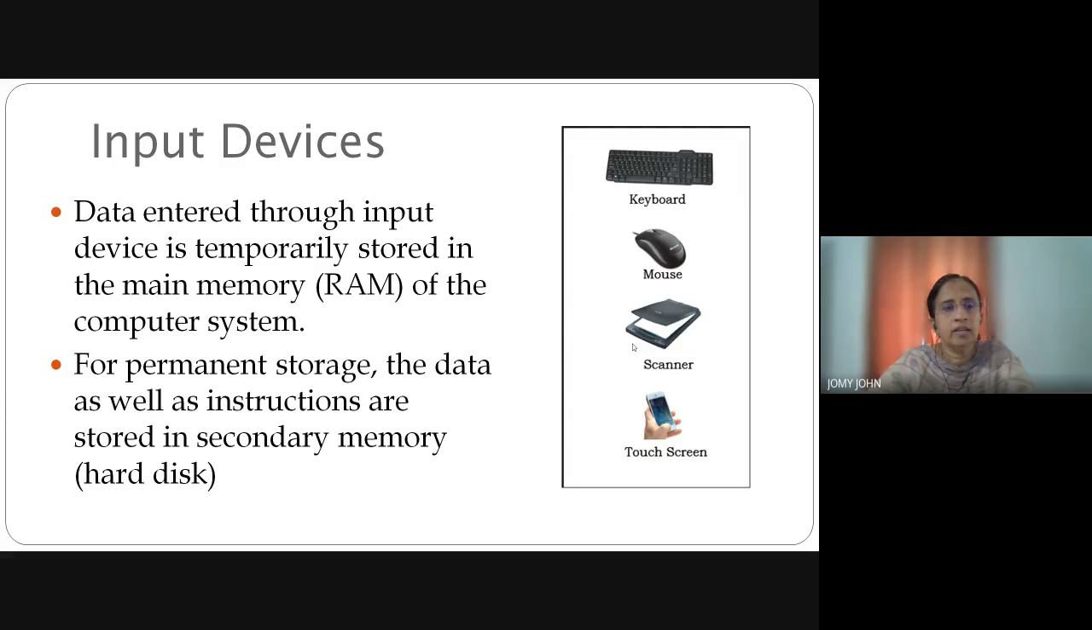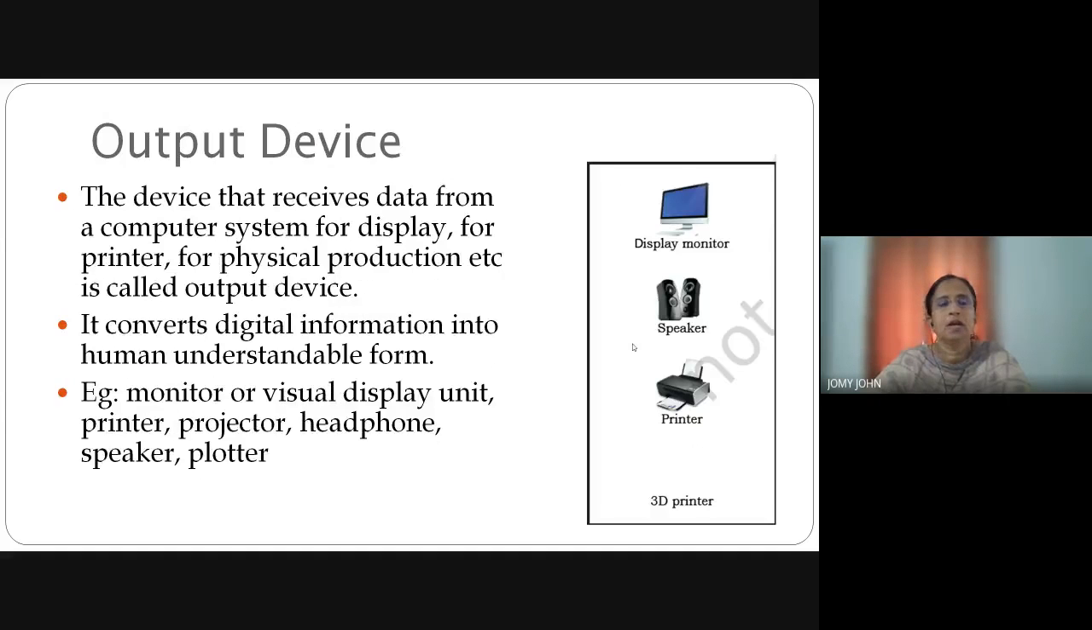The data entered through the input device is temporarily stored in the main memory of the computer system, the same memory where the CPU stores instructions and data. It is stored temporarily in the RAM of the system. RAM is volatile. That is, the data will be there only when current is there. Otherwise, data will be erased. So it is where all the data are stored during execution. But if you want to store it permanently, we have to store instructions and data in the secondary memory, for example, the hard disk.